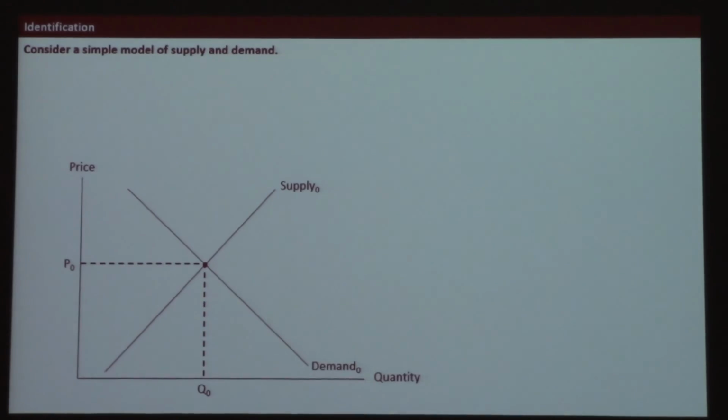So what are we talking about? Here's a simple supply and demand model. There's a demand curve and a supply curve. Quantity demanded is a function of price, and quantity supplied is a function of price. Here is a graphical representation of those, and there's our equilibrium price and quantity. Pretty basic, straightforward stuff.